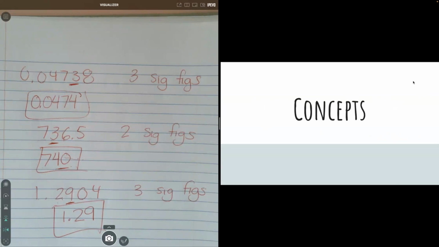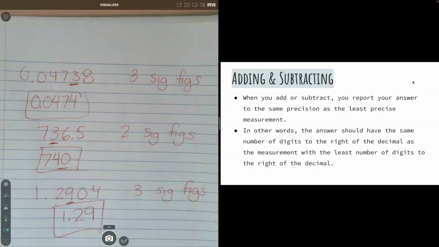The concepts for this lesson include adding and subtracting. When we add or subtract, we're reporting on precision. We report the precision as the least precise measurement. That's going to mean that we're going to use the least amount of decimals in whatever we are adding or subtracting.